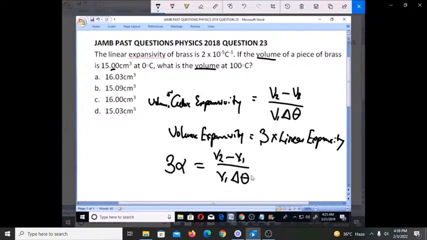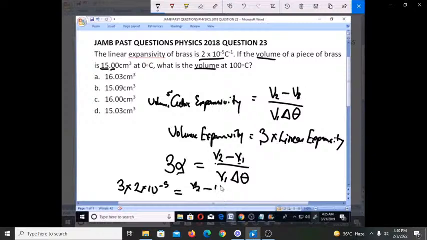So with that, we can simply solve this because all these are already given. So the linear expansivity is already given as this. So I can say that this is equal to 3 times linear expansivity, which is 2 times 10 to the power minus 5, equal to the final volume, which is what we are looking for, we don't have it, minus the initial volume, which we are given as 15 cm cubed.